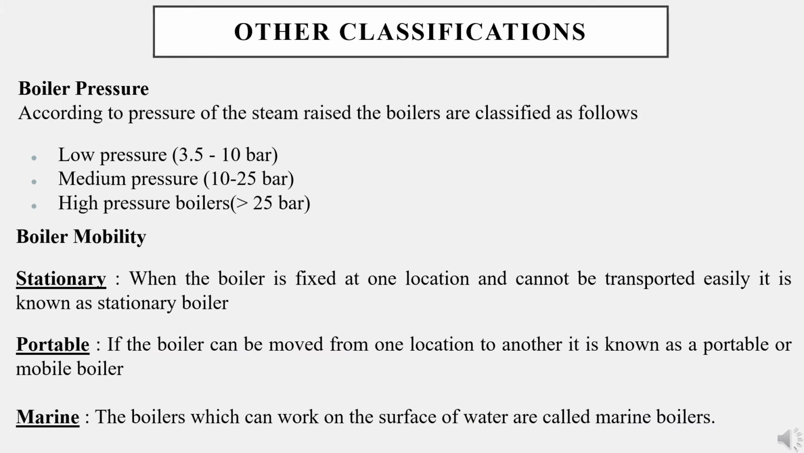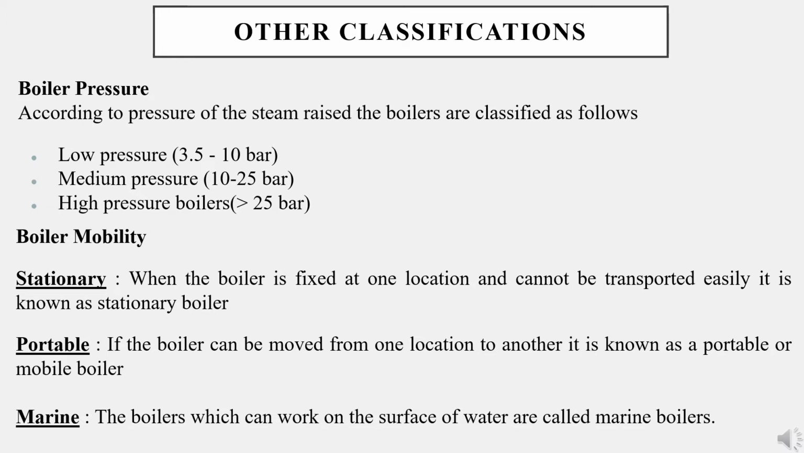Now, there are some more ways of classifying boilers. They can be classified according to their pressure: low pressure, medium pressure, and high pressure. The ranges are mentioned. Low pressure boilers are often used in buildings and designed to supply heat to individual rooms through radiators, while the high pressure boilers are used in thermal power plants.